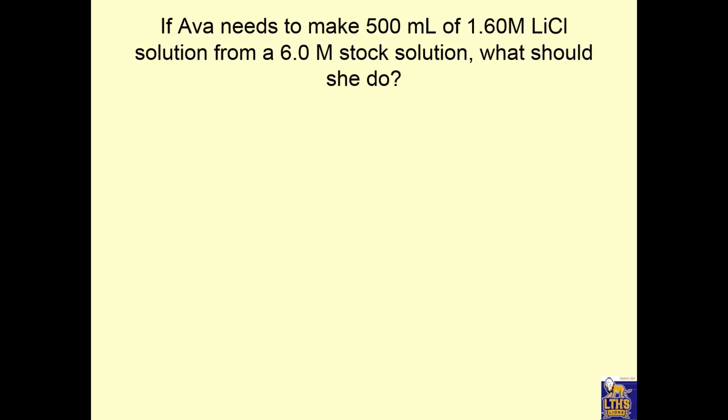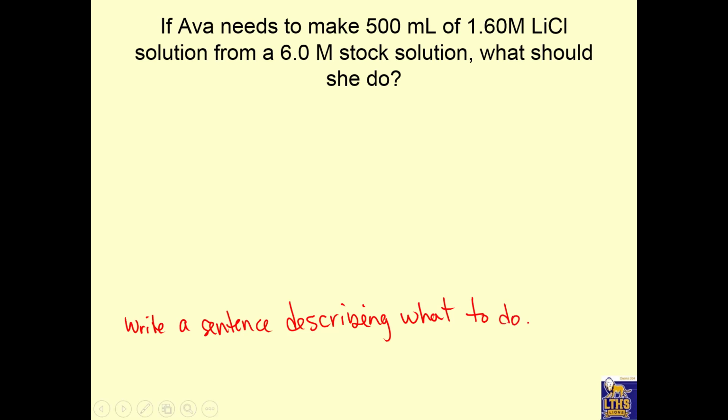All right. So I want you, because Ava needs to make 500 milliliters of 1.6 molar solution from a concentrated 6 molar stock solution. What should she do? So do the calculations and see if you can get a number. And then I want you to write a sentence after you figure this out. Write a sentence describing what to do, based on the last example. Okay.